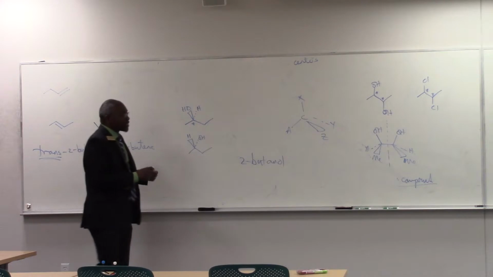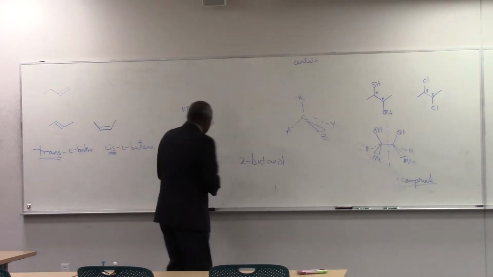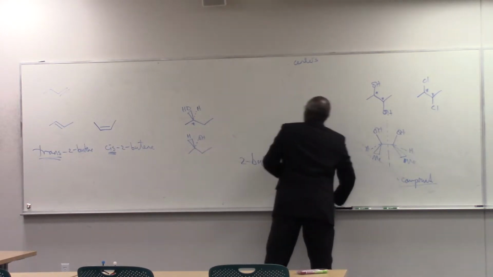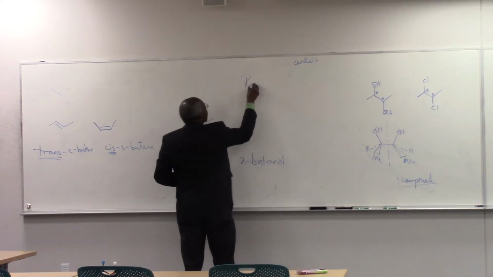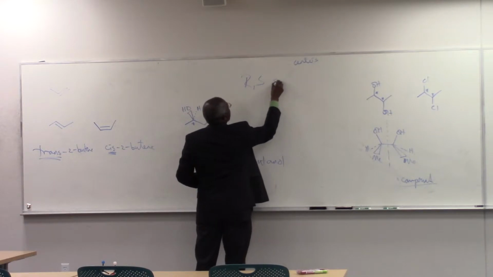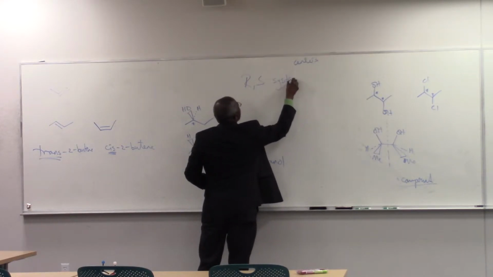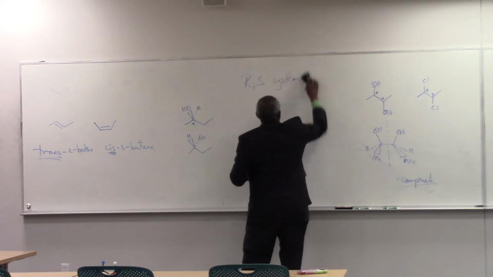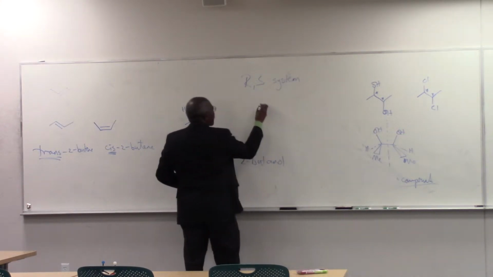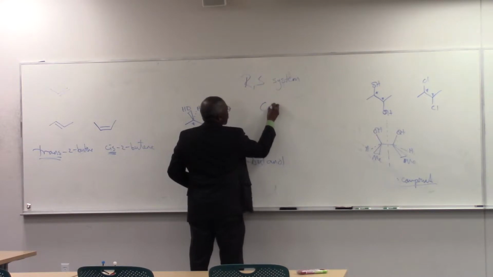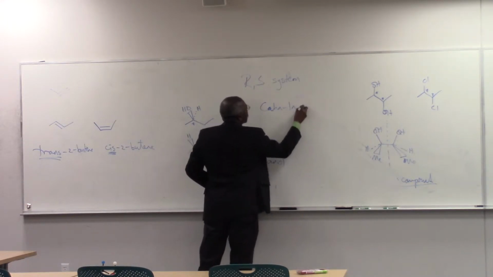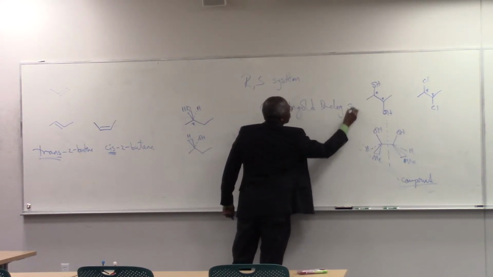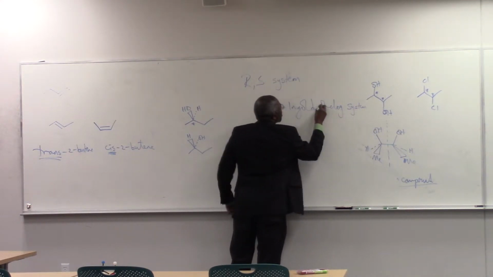So what we use is the R and S system, right? We use the R and S system, which really, you kind of met the basis of this a little bit. And what we end up using is designations from the Cahn-Ingold-Prelog system. So here's what we do.